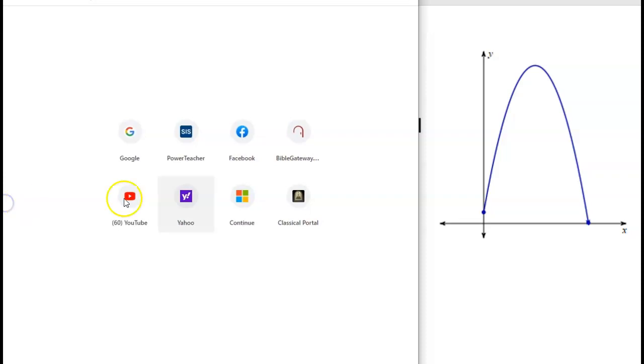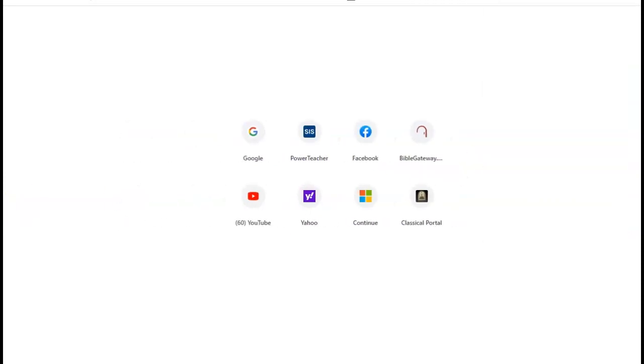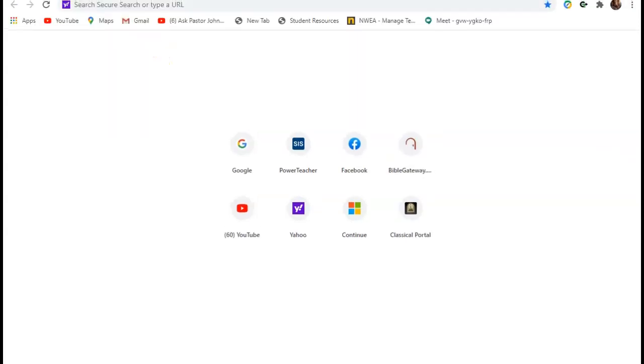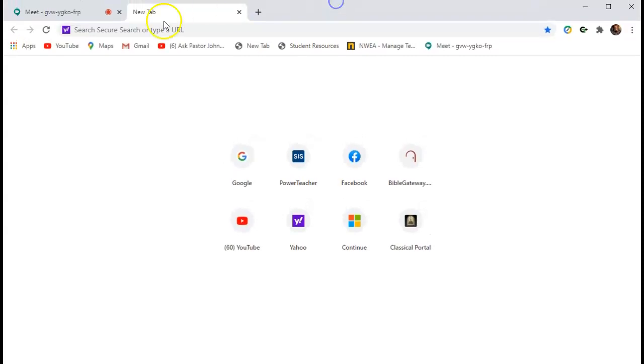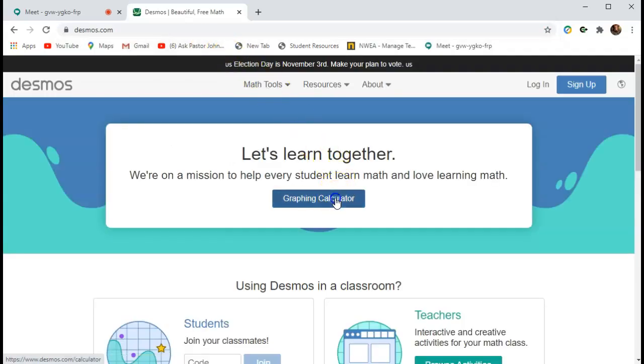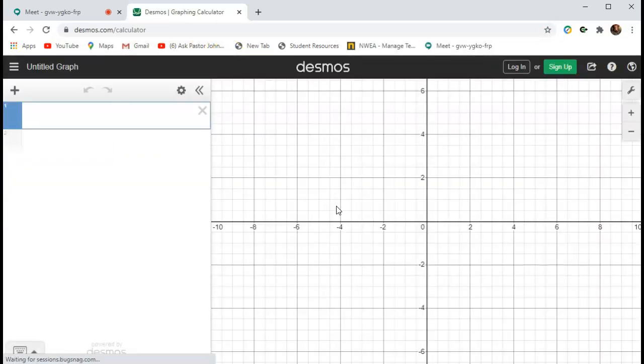Now, if we were in class, I would be showing you how to do it on a graphing calculator, but we're not in class. So, all right, I think we've done this before, and we're just going to do it again. What we're going to do is go to desmos.com. You're going to click graphing calculator, and you're going to type in the function that we had.